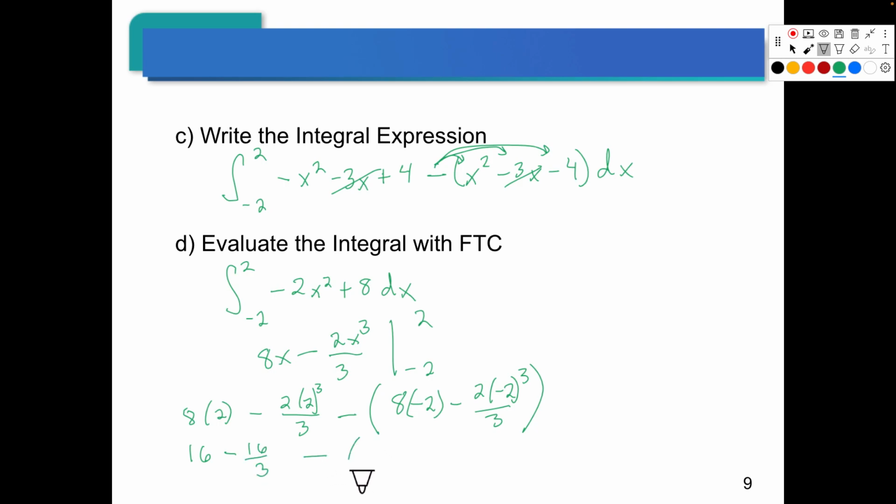And then we get this minus. Over here, we get 8 times -2, which gives us a negative 16. And we get -2 to the third, which is -8. -8 times 2 is -16. But then we've got this negative. Negative and negative is going to make that a plus 16 thirds.